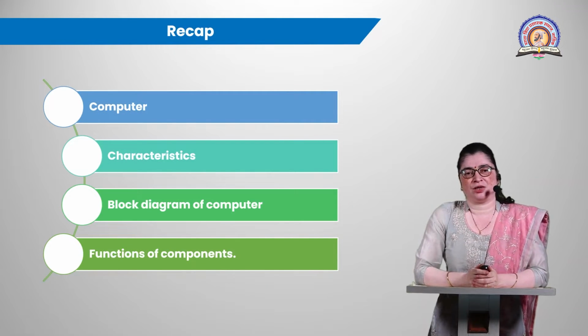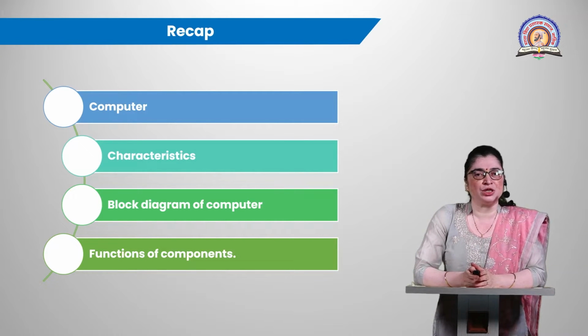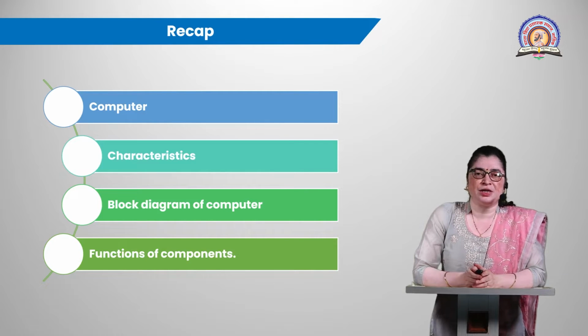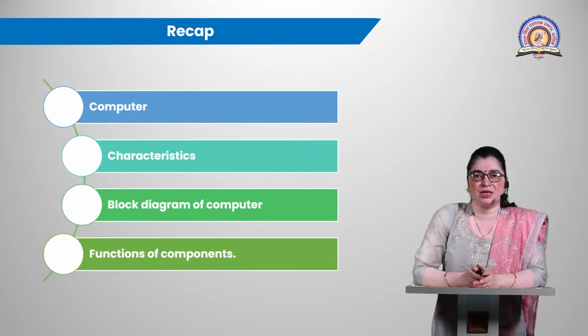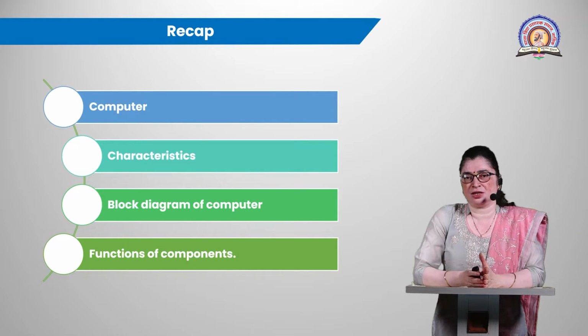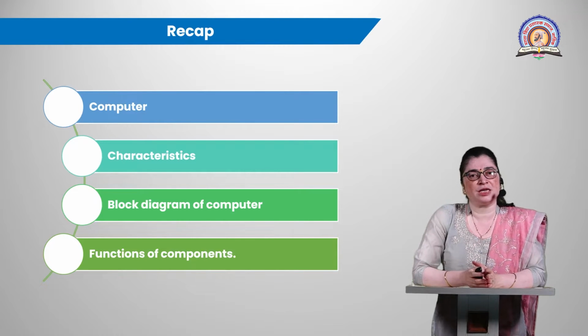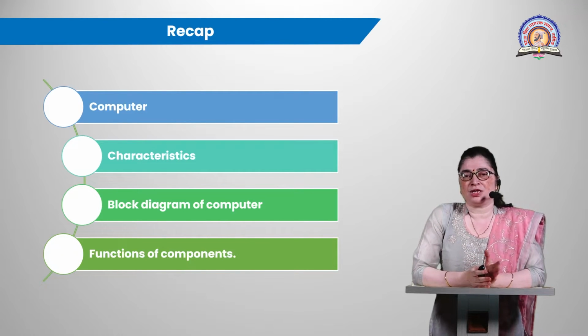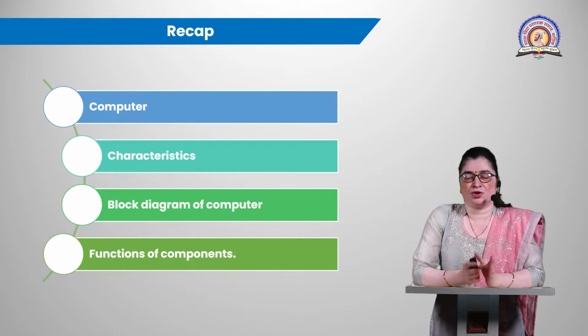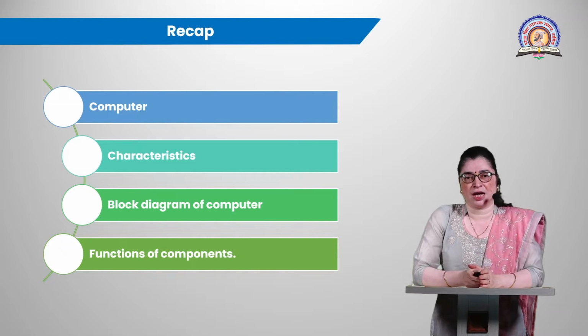In the previous lecture, we have already discussed the concept of computer. What do you mean by computer? What are various characteristics, that is, features of computer, like versatility, diligence, automation, storage capacity, as well as we have discussed the block diagram of computer, means a rough sketch of computer, which include various devices like input device, output device, and CPU, that is central processing unit. And we have seen the function of each component. What is the function of input unit? What is the function of ALU? All this we have discussed in the last lecture.